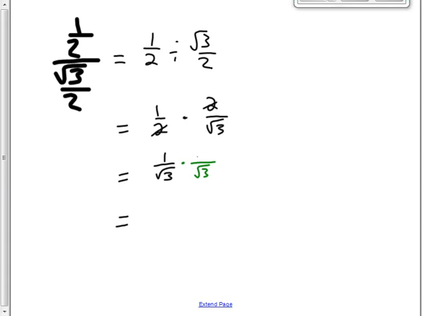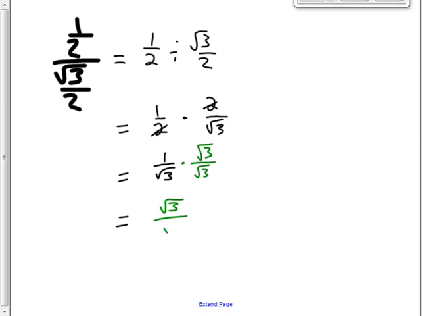So if I multiply by the square root of 3 on the bottom, I have to multiply by the square root of 3 on the top. This is called rationalizing the denominator. So if you're looking it up, trying to find it online, search for rationalizing the denominator. And on the top I get 1 square root of 3, which is the square root of 3.